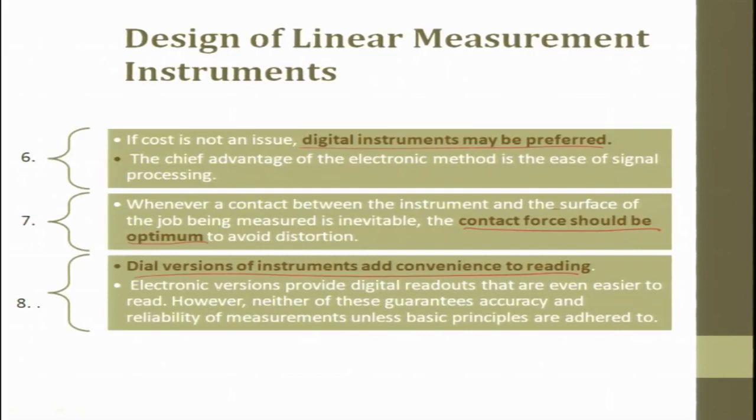Dial version means we are talking about analog. Electronic version provides digital readout that is even easier to read. However, neither of these guarantees accuracy and reliability of measurement unless basic principles are adhered to. What is the basic principle? The coincidence between the two axes. So, this is very important. If you want to go for electronic, it is digital, otherwise it is analog output.